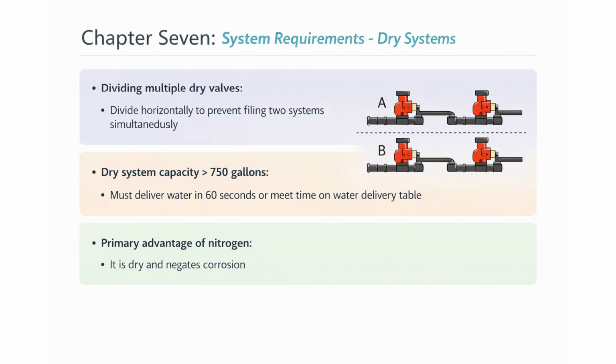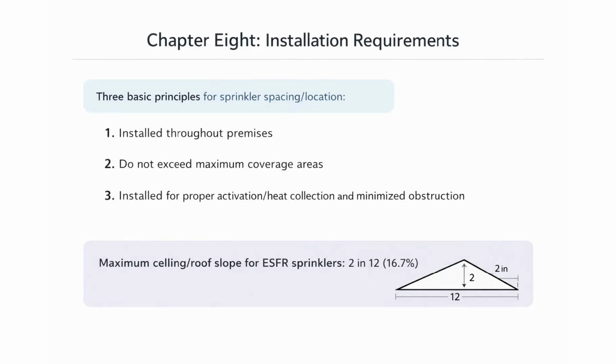Chapter 7 deals with system requirements. When using 2 or more dry valves, the system should be divided horizontally. This prevents the simultaneous filling of 2 dry systems if a fire occurs on a boundary. For dry systems exceeding 750 gallons, the system must deliver water within 60 seconds, or meet the specific times stated in the water delivery table. A key advantage of using nitrogen instead of air in a dry system is that nitrogen is dry, which significantly reduces corrosion.